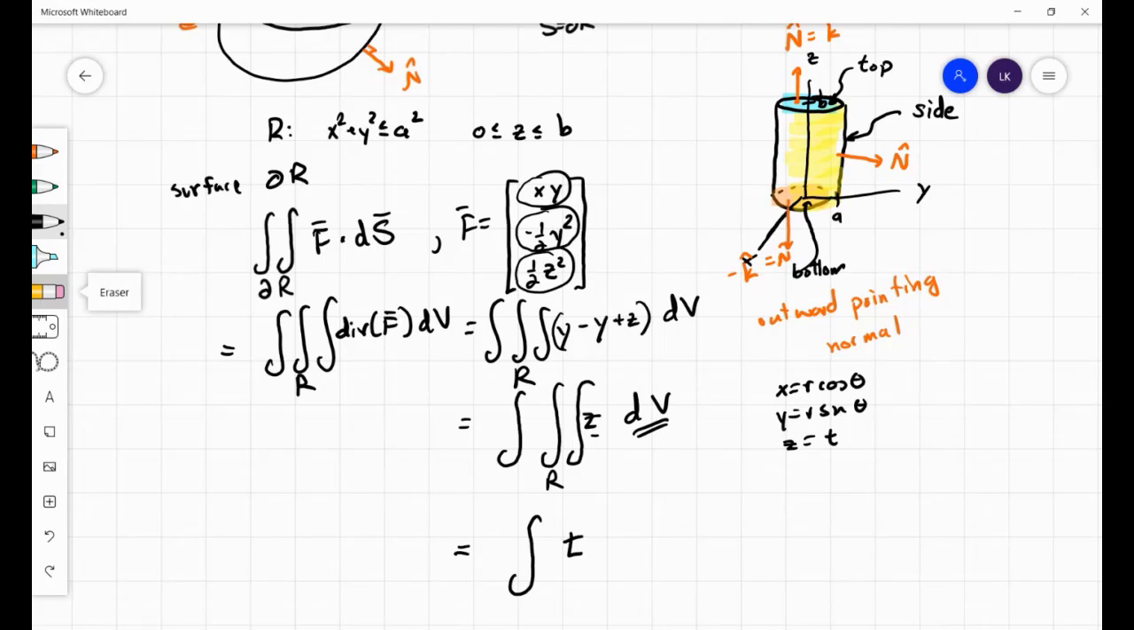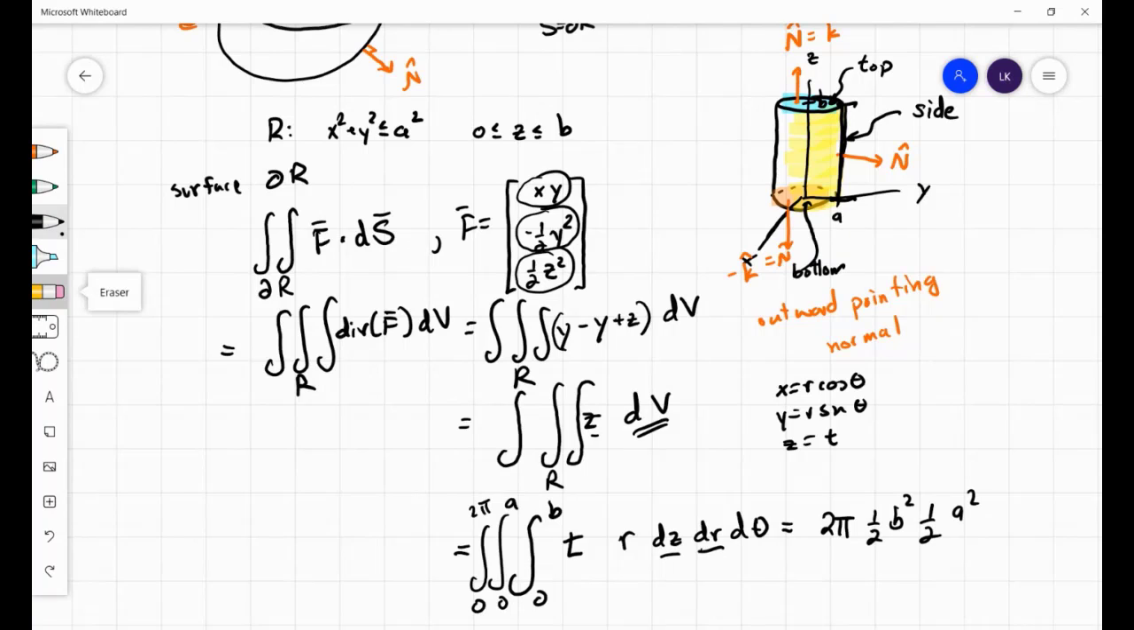And what's the differential volume element in cylindrical? That would be r dz dr d theta. And we know the bounds. Full disk, and z goes from 0 in the xy plane all the way to b. Integrating with respect to theta, we get 2 pi. Integrating with respect to z, we get 1/2 b squared. And then integrating with respect to r, we get another 1/2, but this time a squared. So that's pi divided by 2 a squared plus b times b squared.